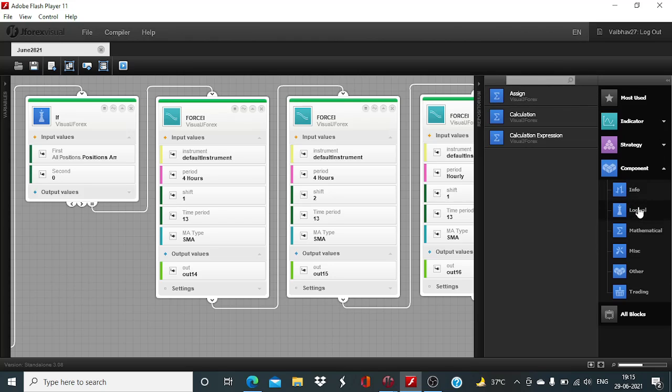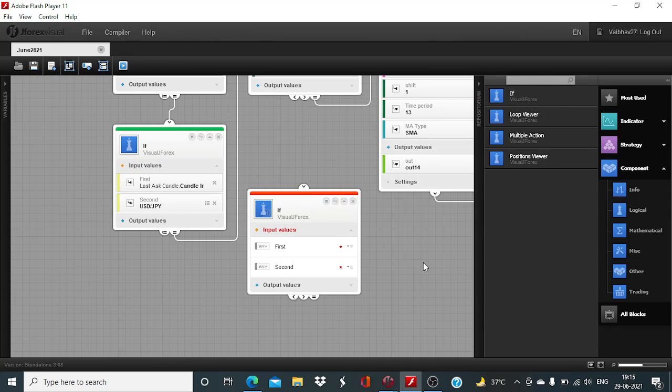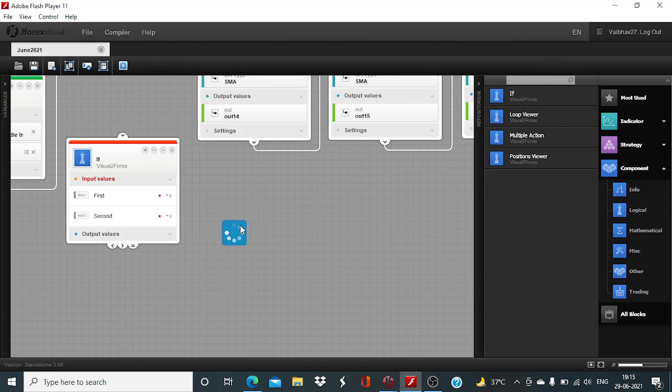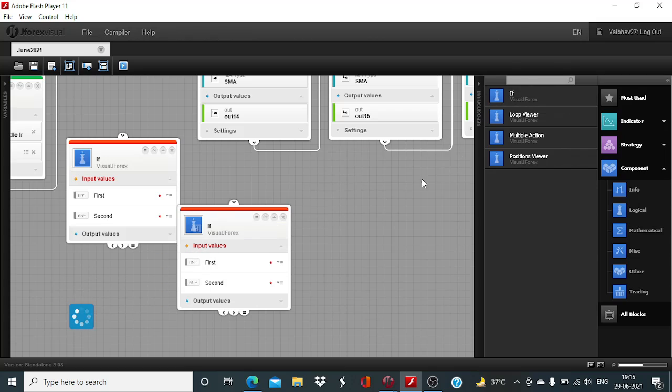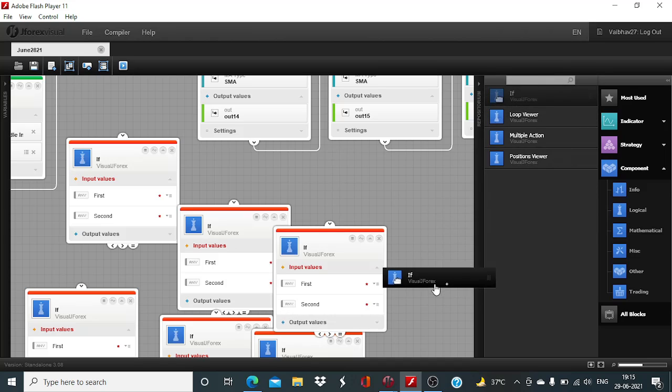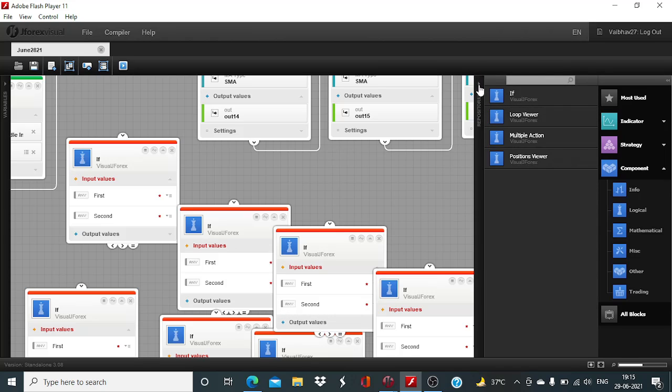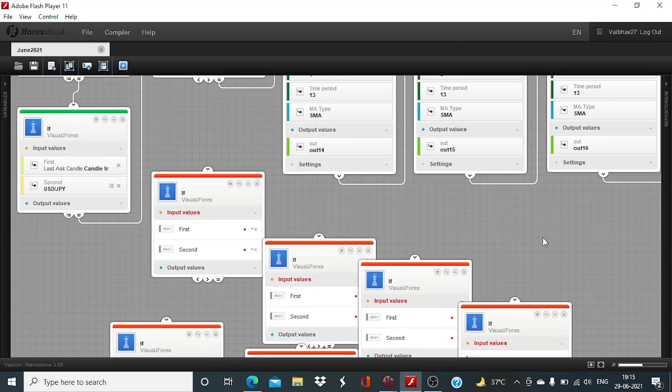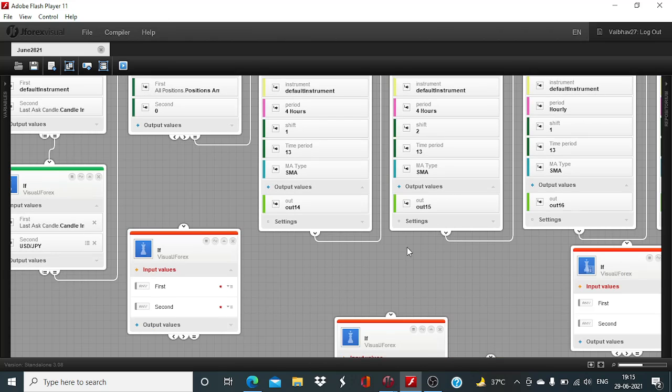So we will need logical blocks. We are going to need a couple of them. I don't know exactly how many just yet, so I will take 6, 7 of these. If required later on, we can always add.